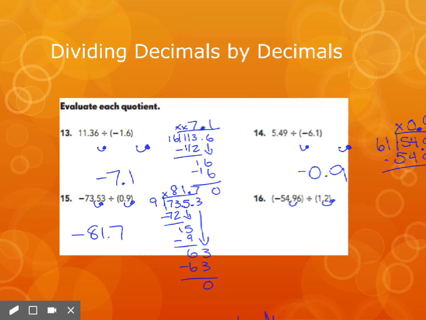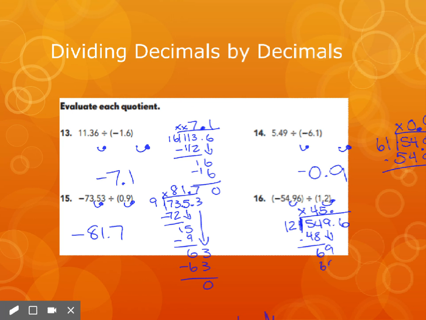So you would have 549.6 divided by 12. 12 goes into 54 4 times. 48, subtract. You get 6, bring down the 9. 12 goes into 69 5 times.